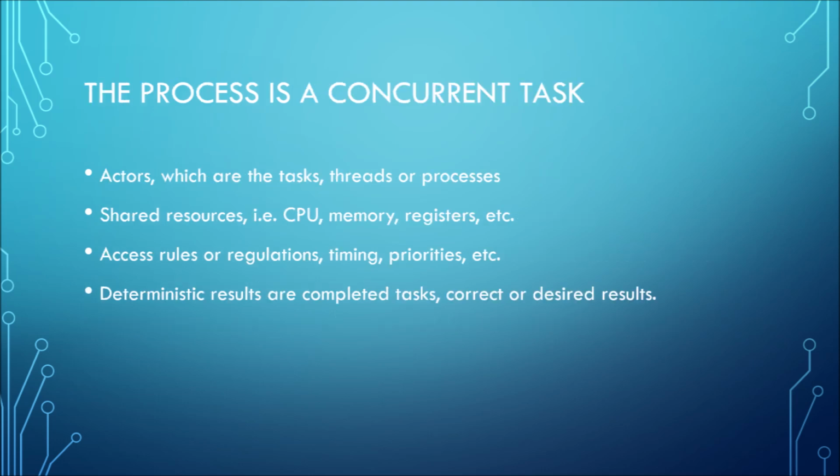It can be said that the example of the adjustable voltage source is a concurrent system because it meets the following characteristics. There are actors that carry out the automation process, that is, tasks, threads, code routines or processes. There are resources shared by the actors, that is, the CPU, memory, registers, and they could even be some peripherals. There are rules or norms that control the processes, such as synchronization or task priorities. Deterministic results are produced, that is, the expected or desired result.